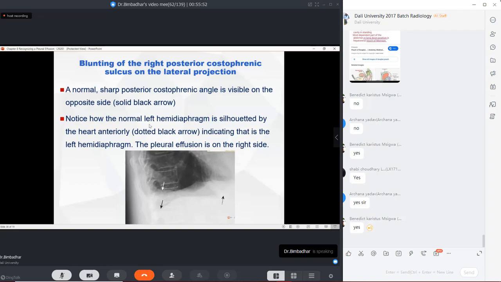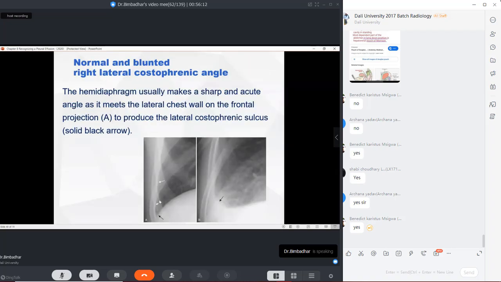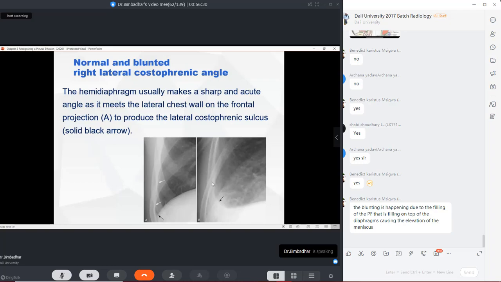Next, if the effusion reaches higher levels, about 300 ml of fluid, it blunts the lateral costophrenic angles, visible on the frontal chest radiograph. See here, if the lateral costophrenic angle has been blunted, it means there is 300 ml of fluid. This side is sharp and clear, but compared to this x-ray, this one has obscured lateral borders, so that is the reason we call it something.